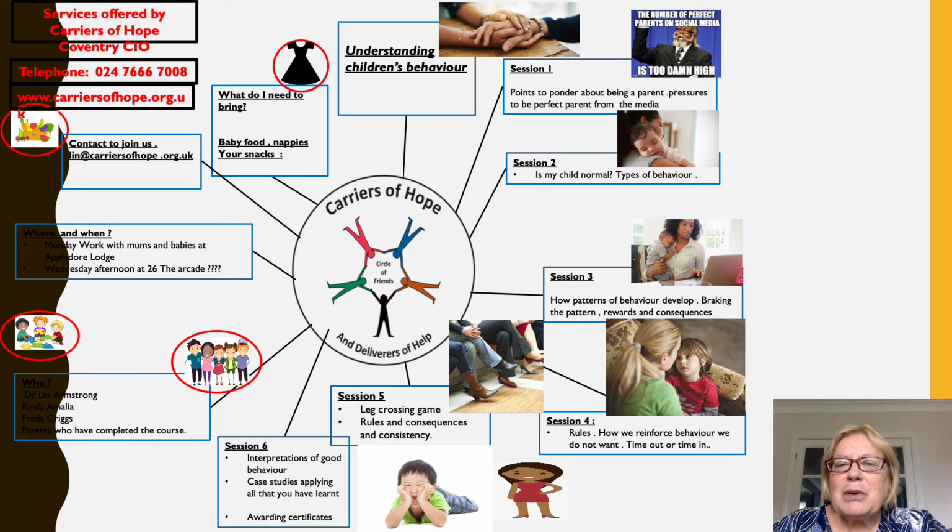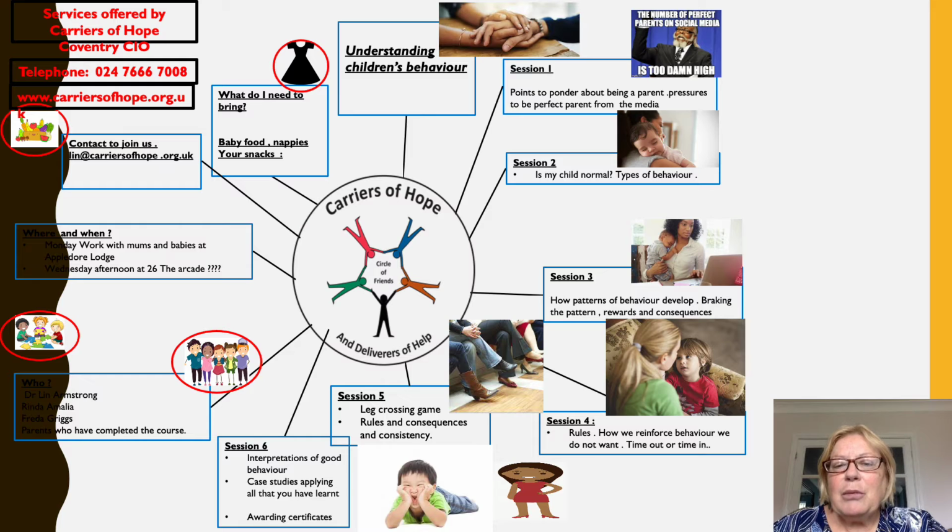By session 2, we're going to look at types of behaviour and what's normal. And then we'll go through the patterns of behaviour, how they develop. Why is it that our children seem to be developing so much behaviour we're not that keen on? We don't like some of their behaviours. And we're going to learn how to break the pattern using rewards, consequences, and catching them being good.